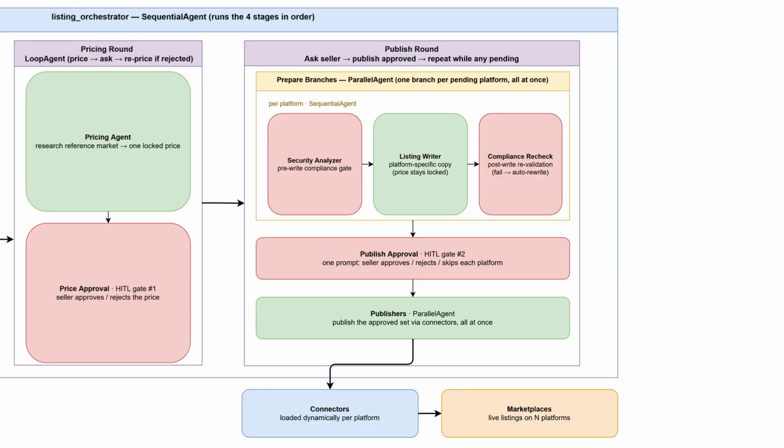Stage 4, the final phase, is the publish round. Preparation for each marketplace kicks off in parallel branches. For every single platform, the system sequentially runs a security analysis, writes the listing, and double-checks compliance. Before anything goes live, the system pauses once more for the seller's final stamp of approval. Whatever the user approves is immediately published, while the rest goes back into a rewrite loop.